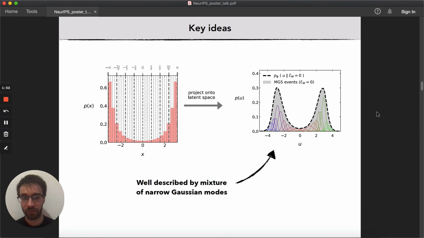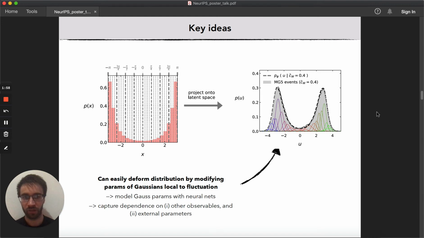And this is the same data as in the blue histogram previously, but now it's been fit with a Gaussian mixture model. And the real power of this method is that we can deform the distribution simply by modifying the parameters of the Gaussian modes local to the deformation. And by modeling these parameters using neural networks, we can capture the dependence on both other observables and on external parameters of interest.